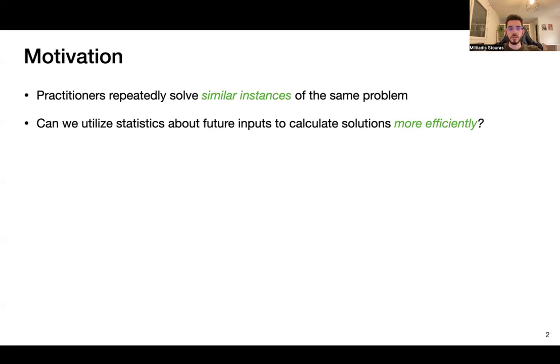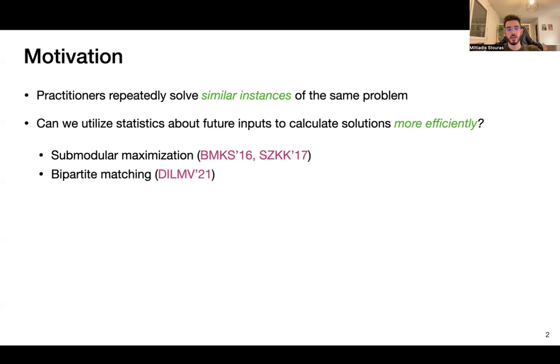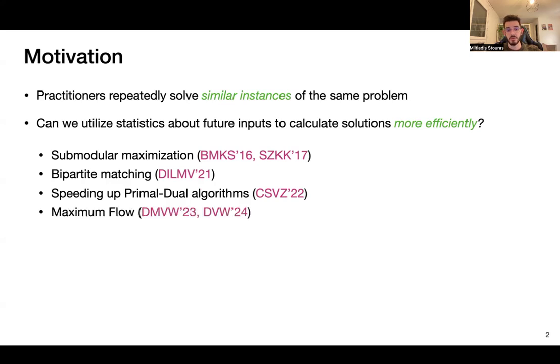So a lot of works have tried to do this for big combinatorial problems. For example, people have tried speeding up greedy for submodular maximization, speeding up the Hungarian algorithm for computing bipartite matchings. This was later extended to speeding up primal dual algorithms for general graph problems. And people have also tried warm starting various max flow algorithms, and lately also speeding up Bellman-Ford's algorithm for computing shortest paths. All of these works are either problem specific or algorithm specific.